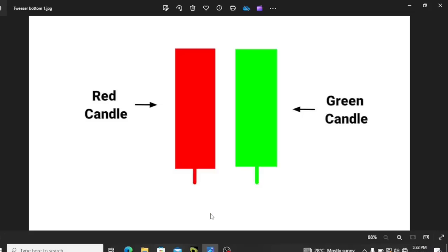Therefore, when you notice a Tweezer bottom, the appearance of it is a game changer, suggesting that you should play with the bulls. So let me repeat now and again. You see an identical bearish and bullish candle occurring at the same time. It means that it is time for you to begin to adjust yourself and begin to place a trade towards the upside.